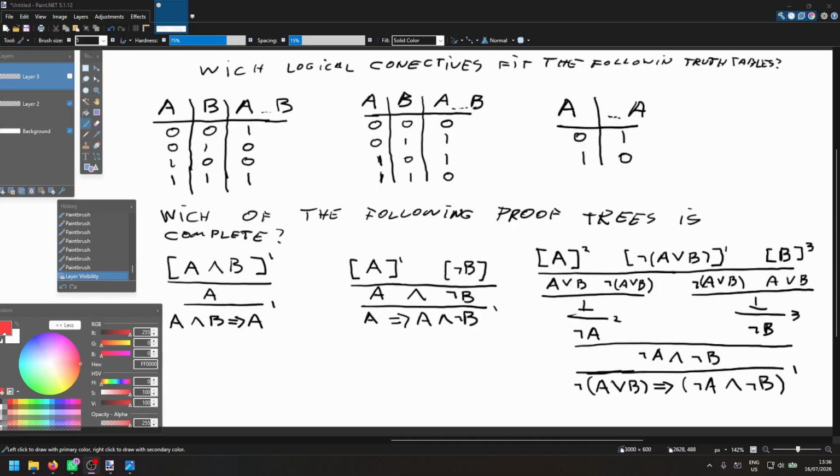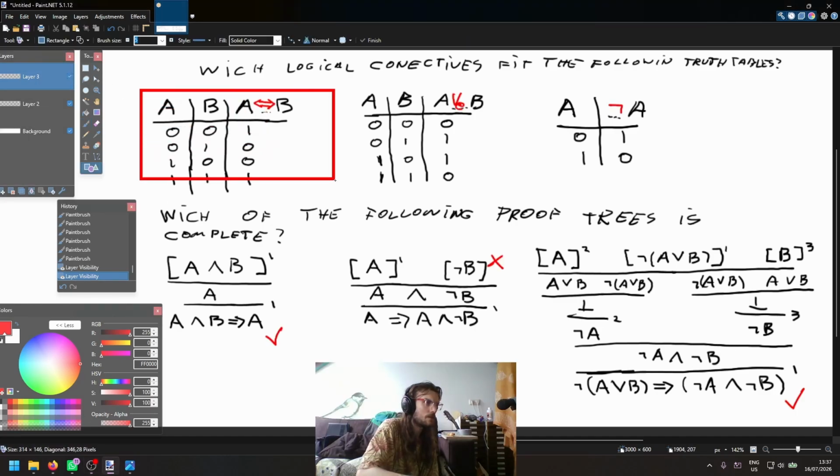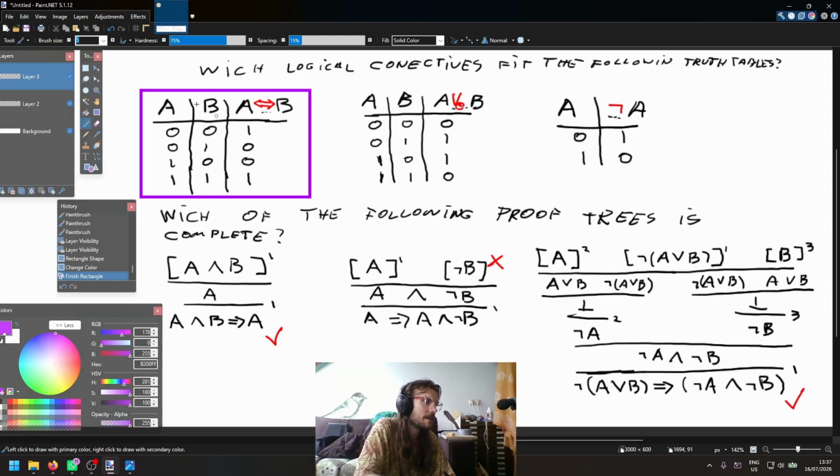And yeah, I'll leave you to think about it. I will give you the answer in 5, 4, 3, 2, 1. Okay. So the first one here says it is true only when A and B have the same truth value. So that is the if and only if. And it is false if they have a different one.